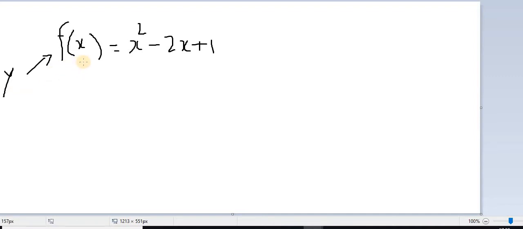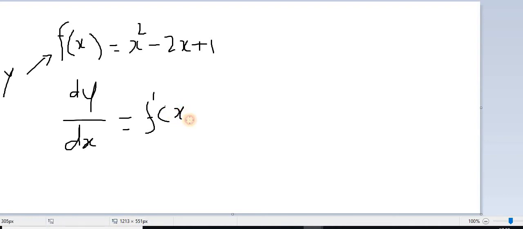So to find out the minimum of this function, you will find the derivative. Derivative means dy by dx. You can call it dy by dx or f dash x, both are the same in calculus differentiation. This is f dash x.